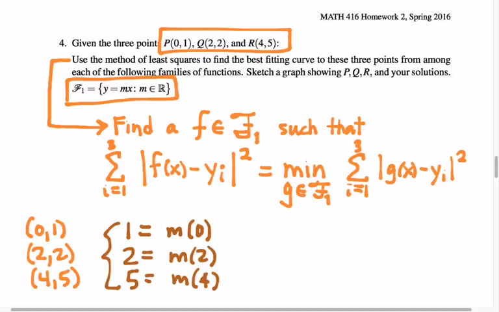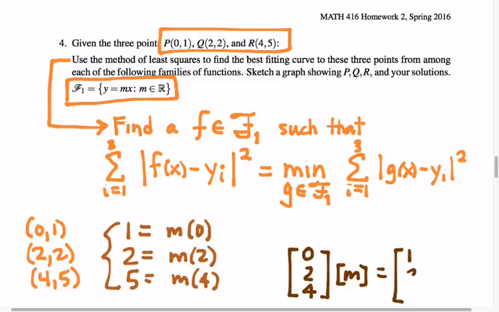If I rewrite this as a matrix equation first, it would look like [0, 2, 4] times m equals [1, 2, 5]. And that equation very clearly has no solution, because what's on the left-hand side is always going to be a multiple of the vector (0, 2, 4), and the thing on the right is clearly not a multiple of the vector (0, 2, 4). So that equation has no solution.